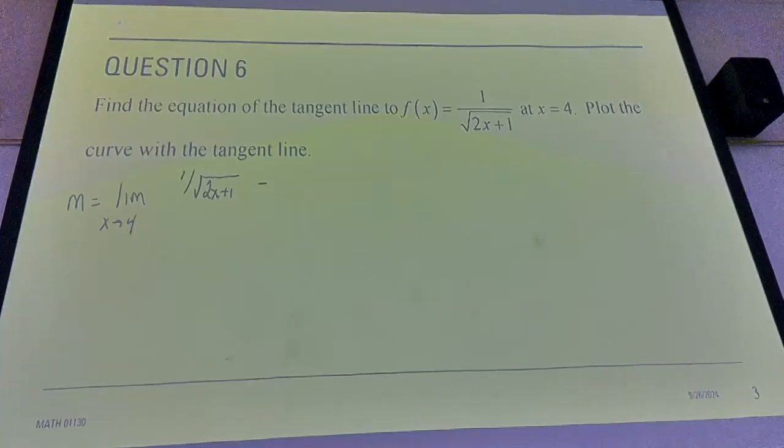What's f of 4? What is it? 1/3. 1/3, all over x minus 4.